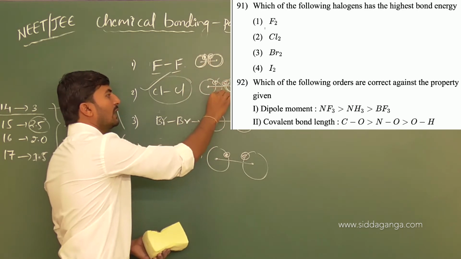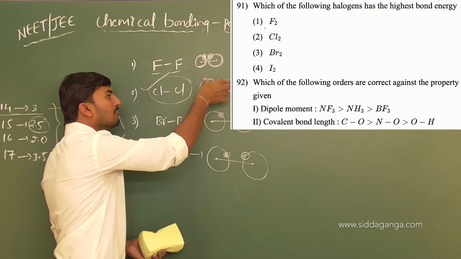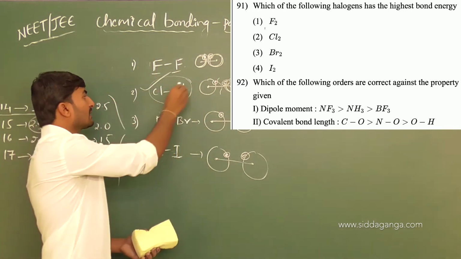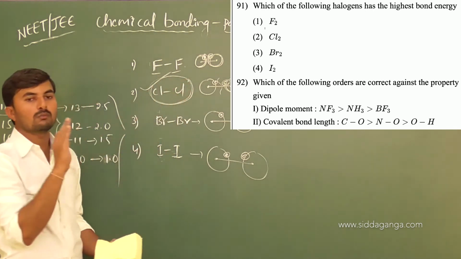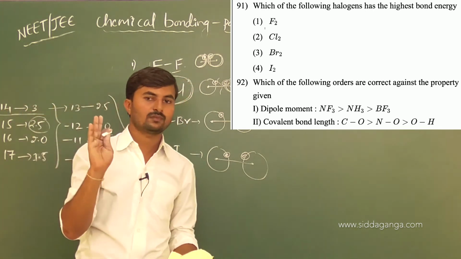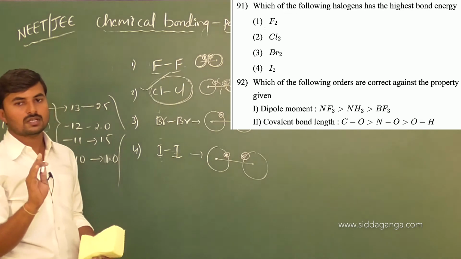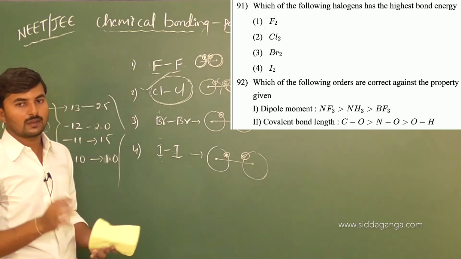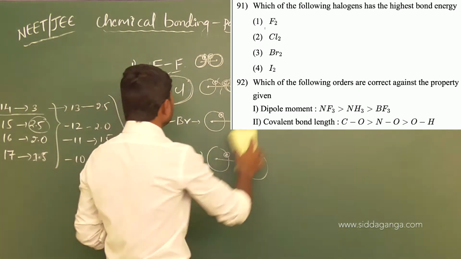That means we have to apply more amount of energy to break this bond. That is why among all halogen series this Cl2 molecule will have more bond dissociation energy. Okay, is it clear? Which is the correct option here? Option 2 will be the correct option, that is Cl2 molecule. Okay, next one.